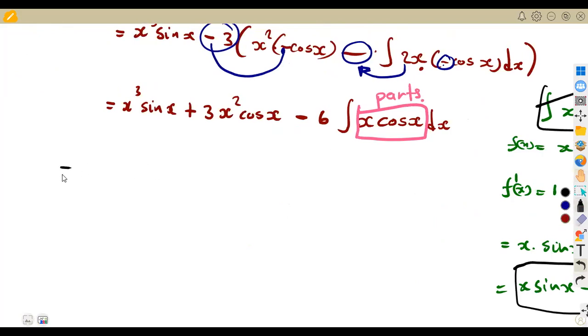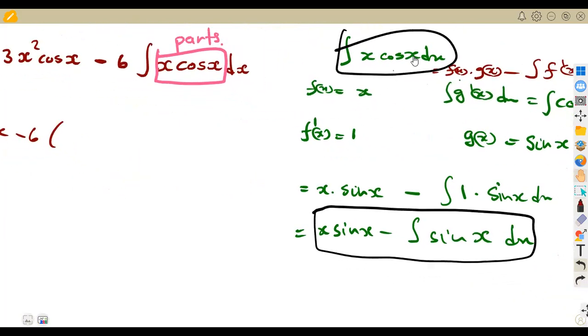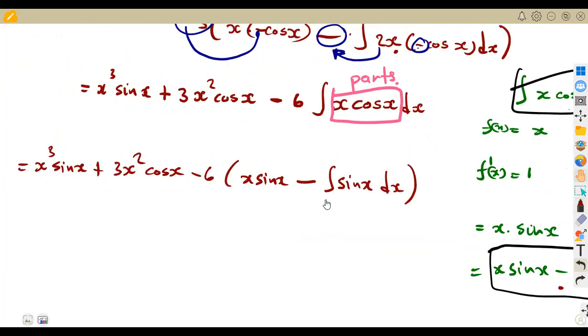So this is what you're going to do. The rest is going to remain as it is, all right? That is, the rest is going to remain as it is, which is x cubed sine of x plus 3x squared cos of x, minus 6 times this integral, which is the one that we are simplifying here, x cos x. This is what we got here: x sine of x minus the integral of sine of x dx. At least we do not have much working at this stage.